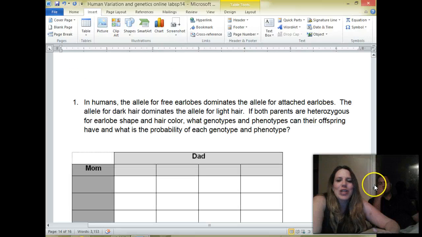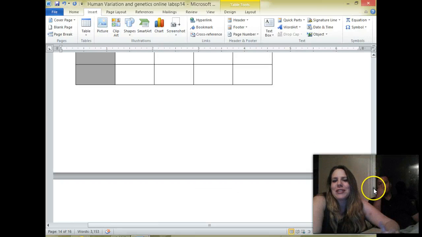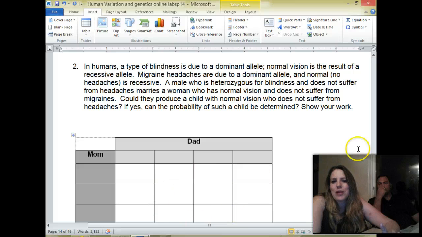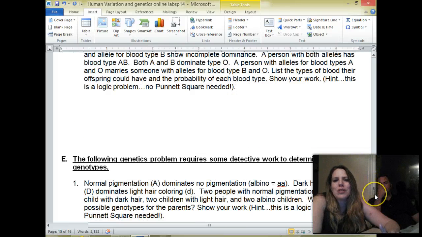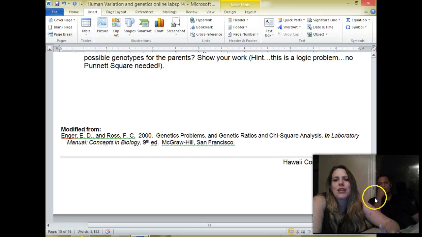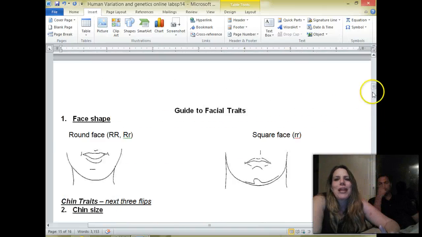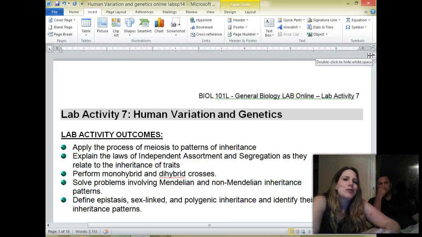Some of these are more logic problems. This one is a dihybrid cross, so you'll have to fill that out. But some of them, towards the end, are really just logic problems. You just have to think about them. Anyway, I encourage you to participate on the discussion board with your colleagues on how to fill these out. They're fun. There are lots of resources on the web. And of course, I'm always here to help.